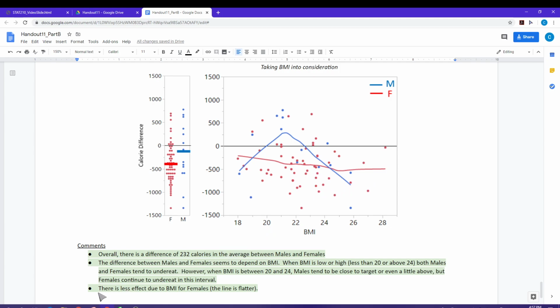Also, a third bullet down here, there is less effect of BMI for females. We can see that the effect of BMI is fairly flat for females. That trend line or curve there that I put in that scatter plot, which is for the females only, is fairly flat. In fact, it dips down a little bit, so the amount of undereating is worse for people with high BMI than it is for people with lower BMI, at least for females. So if this line was perfectly flat, then we would say BMI has no impact at all.